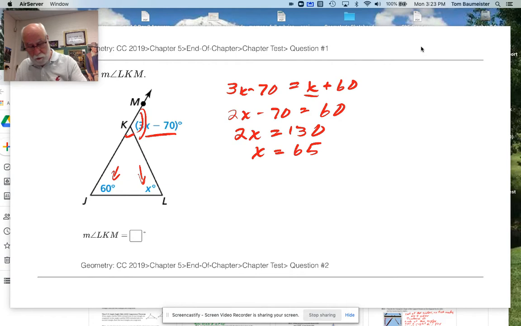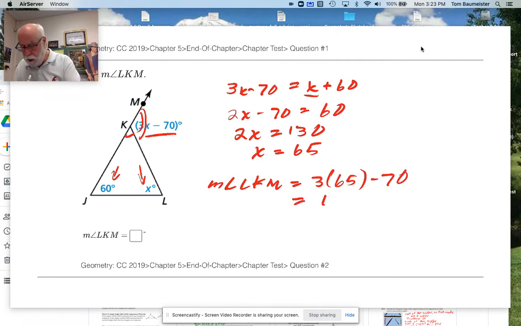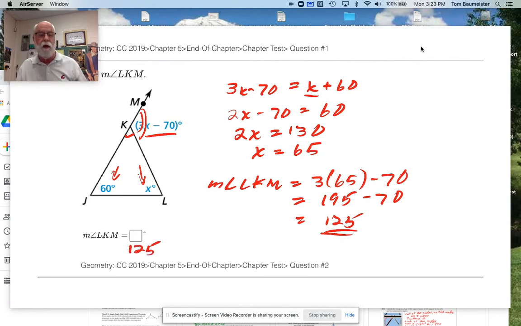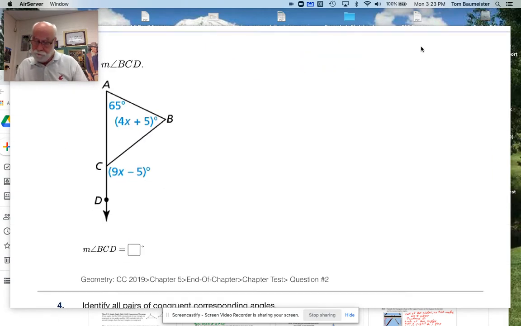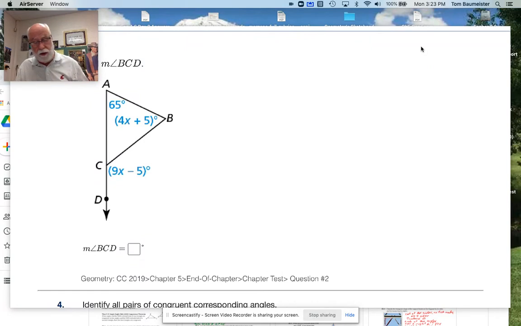So that means to find the measure of angle LKM, I'll take 3 times our answer for x, which is 65, and subtract 70 from that. So 3 times 65 is 195, minus 70, that'll equal 125, and that is our answer. Okay, I already have the degree symbol there, so you don't need to put it there. Okay, number 3 is exactly just like what we just did.